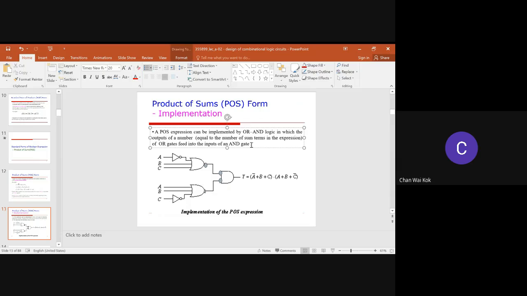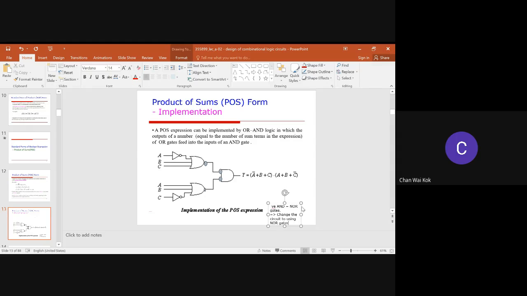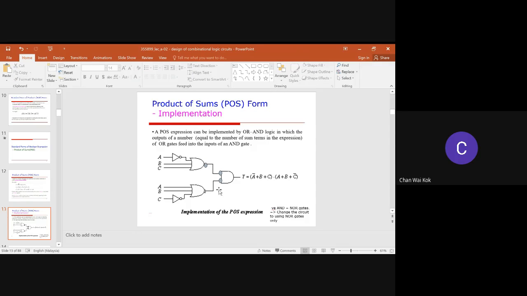So what is negative N? Negative N equals NOR gate. So you have already changed the circuit to using NOR gates only. Okay, see that? You put in all the circles here. So this is product of sum.